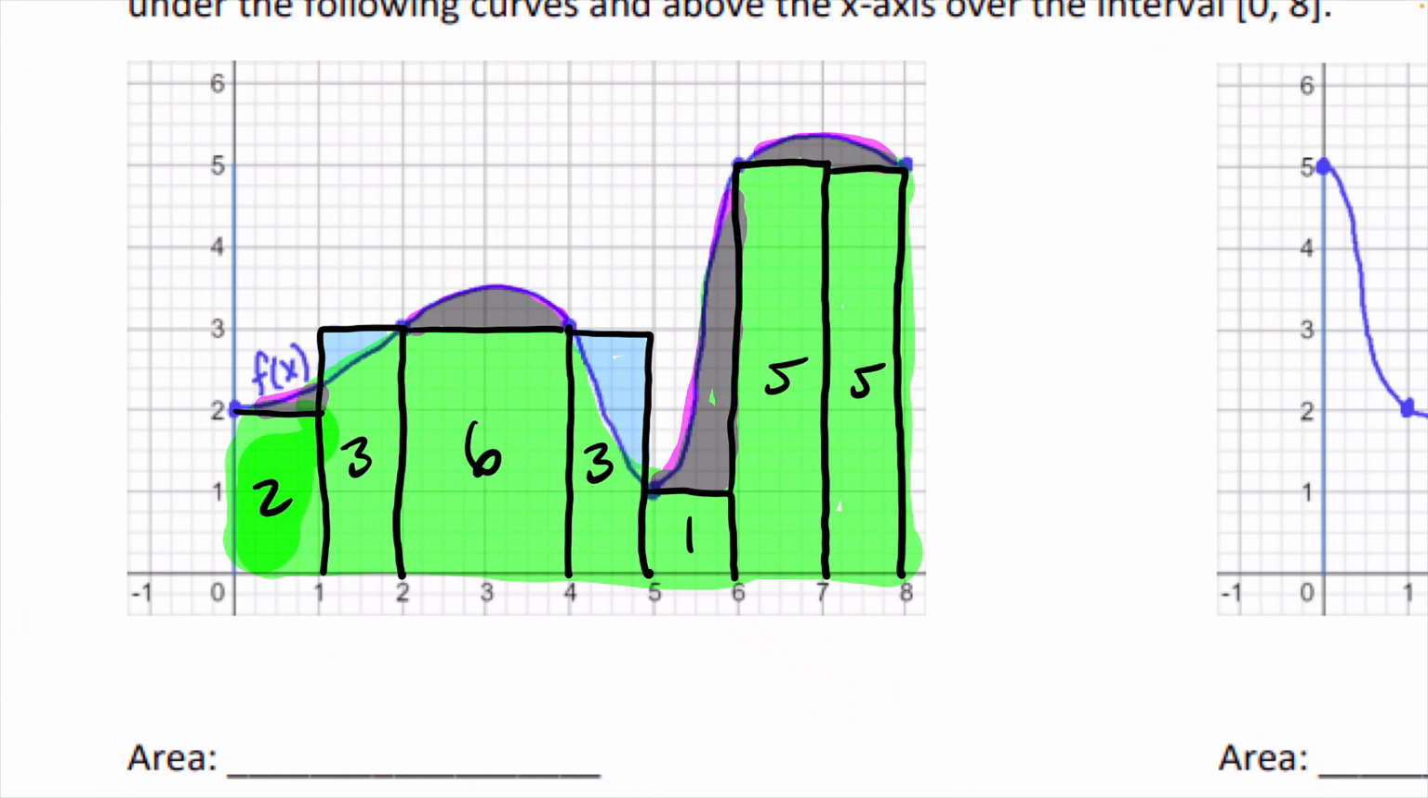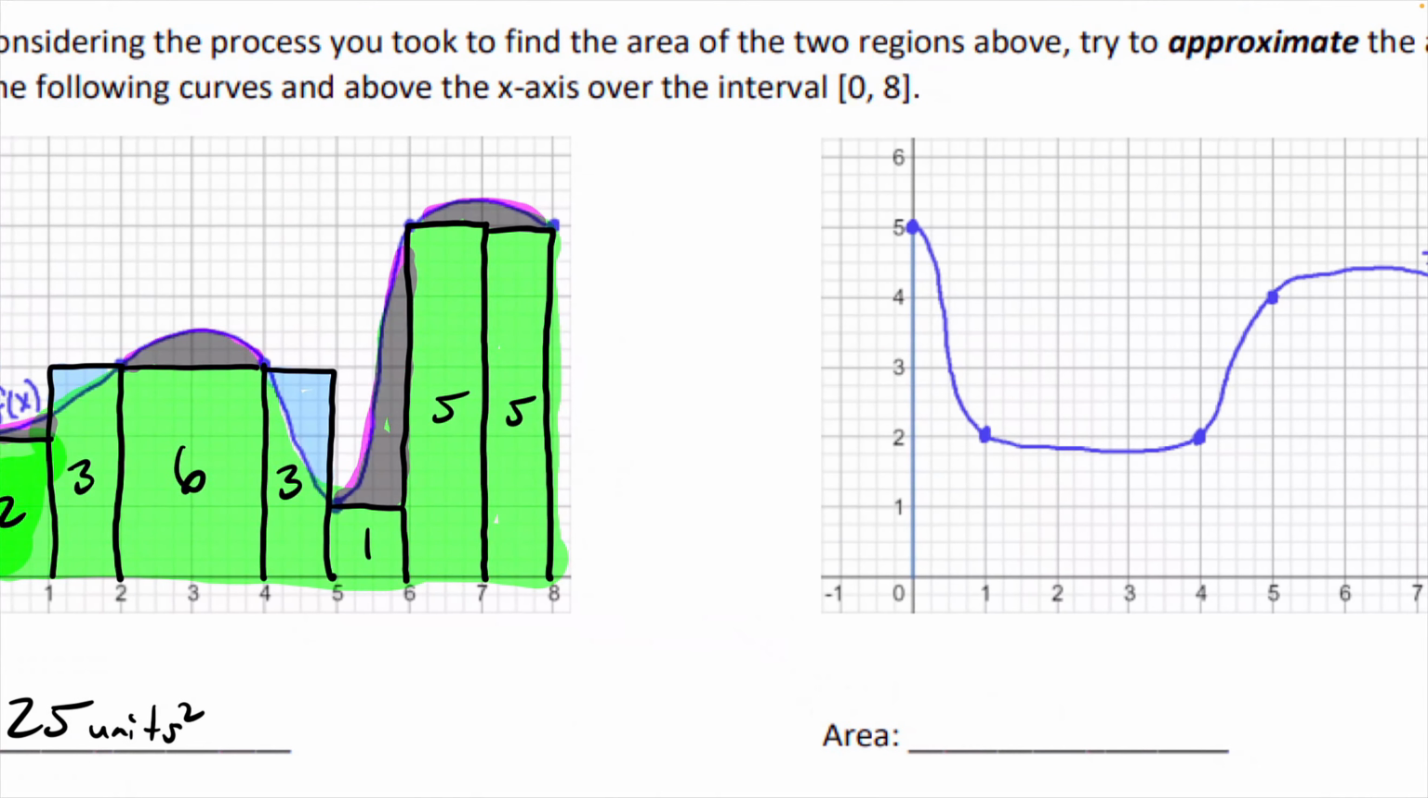So if we use rectangles, we get, let's see, 5, 11, 15, 20. So is the area under the curve 20 units squared? No. Is it approximately 20 units squared? Yeah, that's the best I could do, right? What's that? Did I add it up wrong? 5, 11, 14, 15, 25, yeah. Yep. Okay. Because it's an approximation, right?